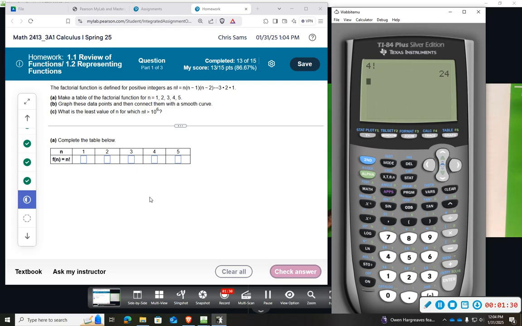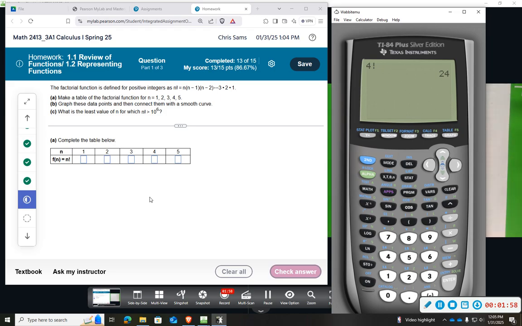We did 1 factorial, 2 factorial, 3 factorial, and so on. That'll just give you 1. 2 times 1 will just give you 2. 3, you would do 3 times 2 times 1, and that'll give you 6. We just did 4, that gives you 24. If you do 5 factorial, you do 5 times 4 times 3 times 2 times 1.